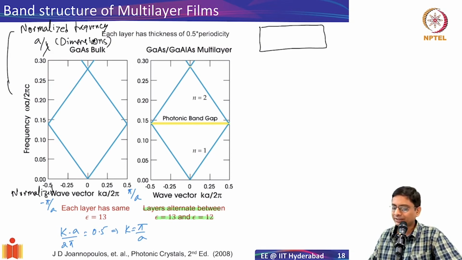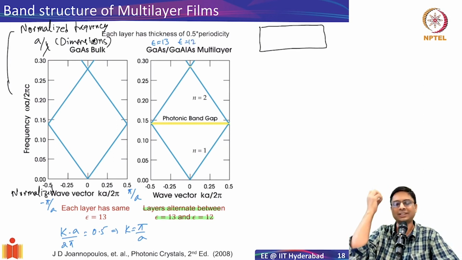One of the practical realizations of this would be, take gallium arsenide. Gallium arsenide has a band gap of 1.42 eV, and let's say roughly it has an epsilon of 13. Now have a structure with gallium aluminum arsenide. Aluminum arsenide has a band gap of, I think, 2.1 eV or something. So it has a slightly higher band gap, so it will have a slightly lower refractive index. So gallium aluminum arsenide will have an epsilon of roughly 12 in this case. This is the assumption.